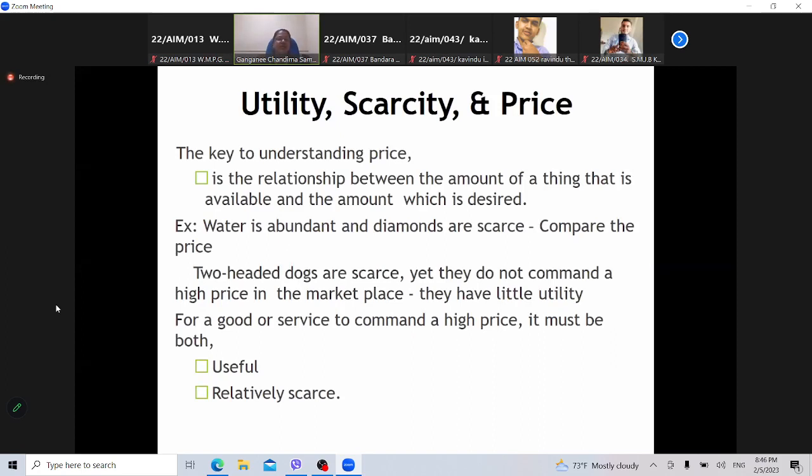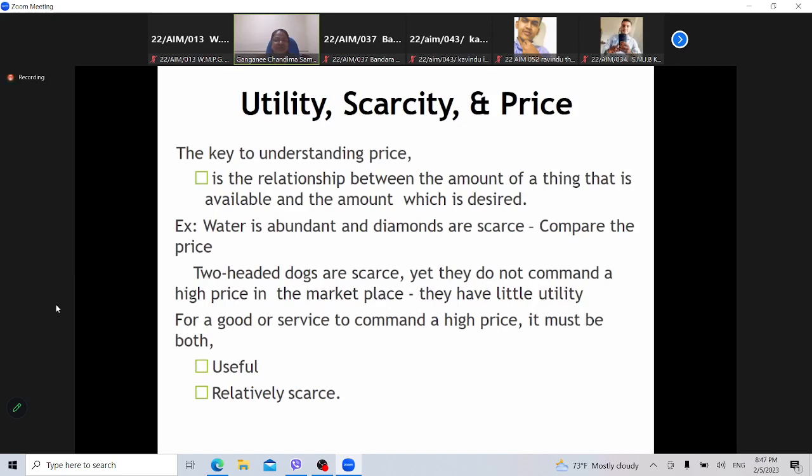The key to understanding price is the relationship between the amount of things that is available and the amount of things which is desired. That's what I explained with diamond and water. Water is abundant and diamond is scarce. But you can compare the prices. Water is a free good, but diamond is very expensive. Then let's say two-headed dogs are scarce. Can you see two-headed dogs? No.